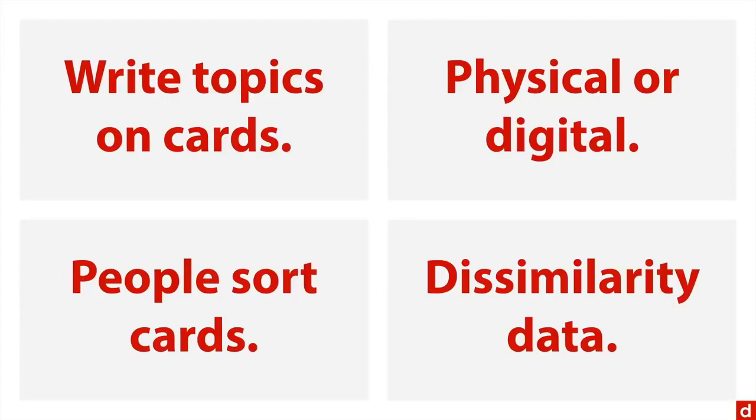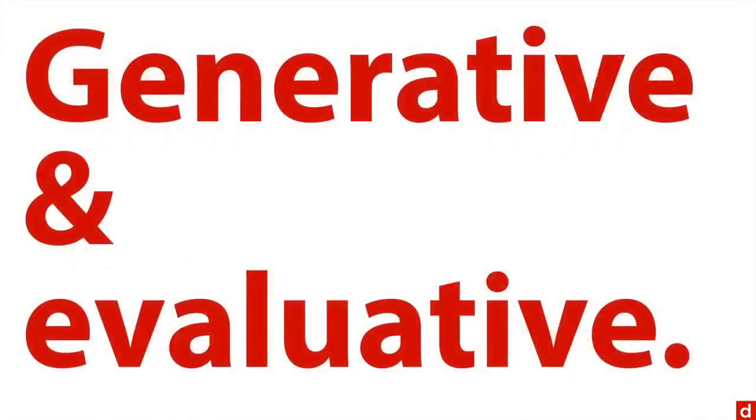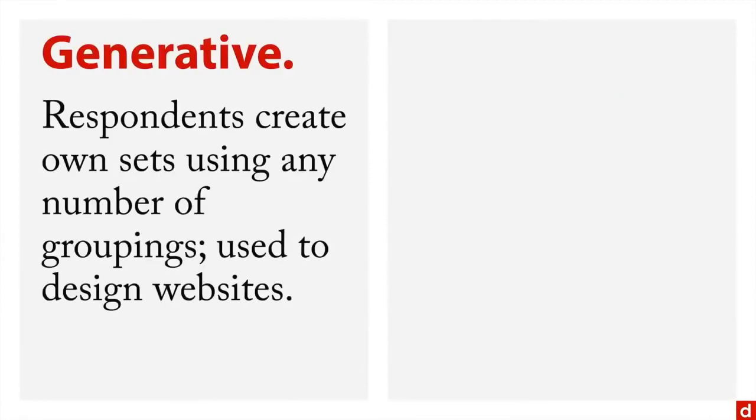Now, there are two very general kinds of card sorting tasks. There are generative and there's evaluative. A generative card sorting task is one in which respondents create their own sets, their own piles of cards, using any number of groupings they like. This might be used, for instance, to design a website. If people are going to be looking for one kind of information next to another one, then you want to put that together on the website so they know where to expect it.